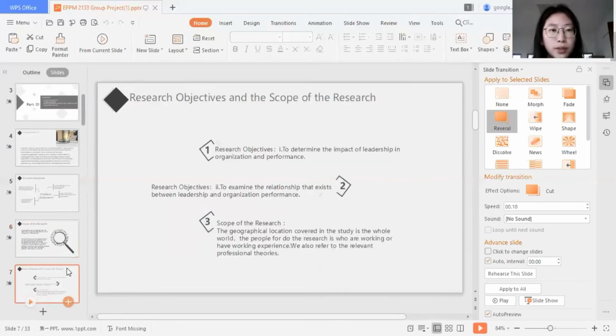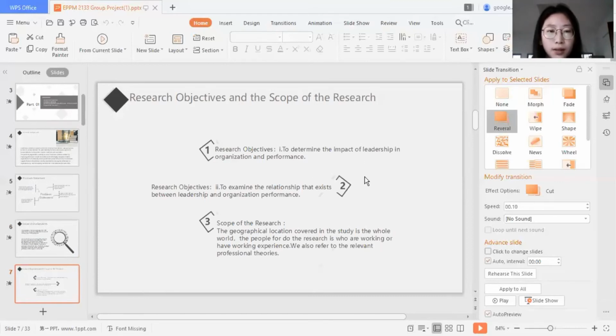Next one, research objective and the scope of the research. The first objective is to determine the impacts of leadership in the organization and its performance. The second is to examine the relationship that exists between leadership and organization performance.